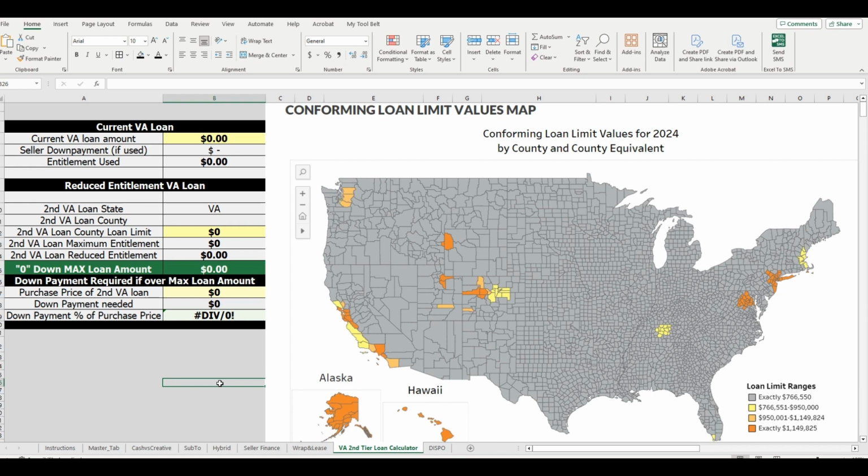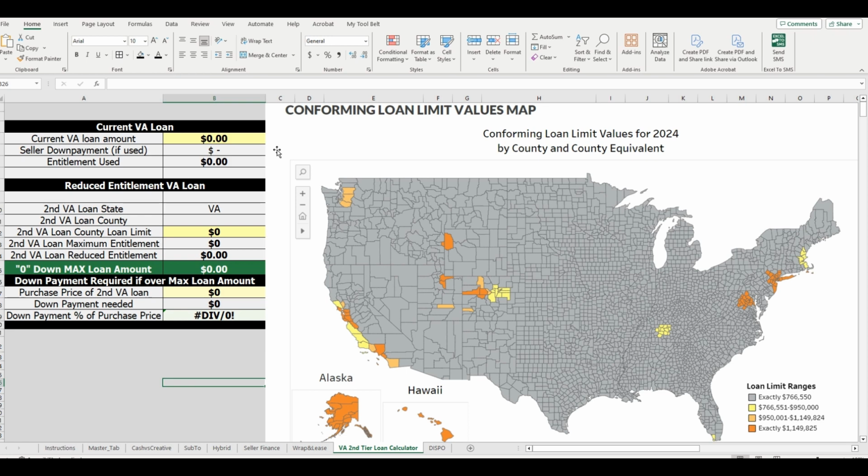Let's say, for example, you are working with a seller, and the seller happens to be a veteran. And let's say they are planning on buying another property in the near future. It may be valuable information as you, the agent, you, the investor, or you, the buyer, to provide this information up front so that the seller is aware of their second tier VA entitlement if you are taking the property subject to the existing loan.